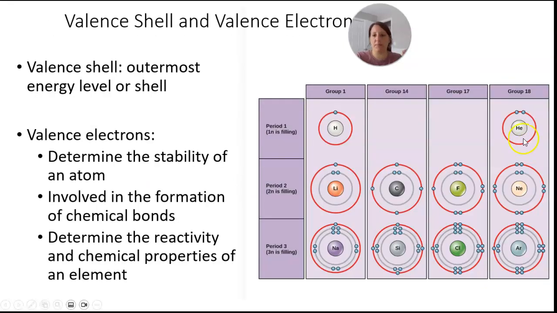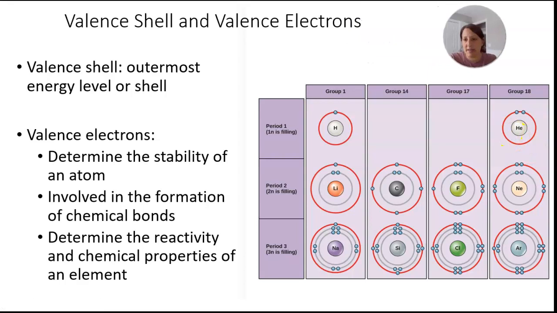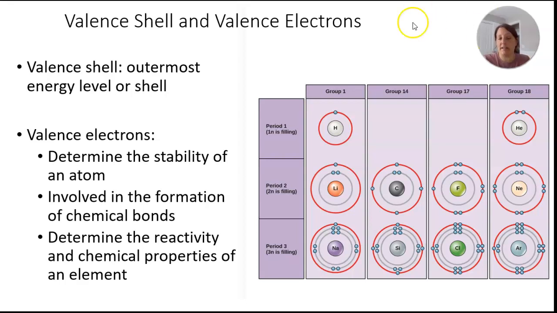Okay, so here we go. So this is the periodic table, just a couple of the different groups. So we got group 1, 14, 17, and 18 in the first 3 periods. And so on this particular slide, I want to concentrate on valence shell and valence electron. And so the valence shell, that's going to be the outermost energy level or shell for that atom. And so if we look at the first period, which includes hydrogen and helium, their valence shell is the 1N. It's the first shell. That's all that they have, right?